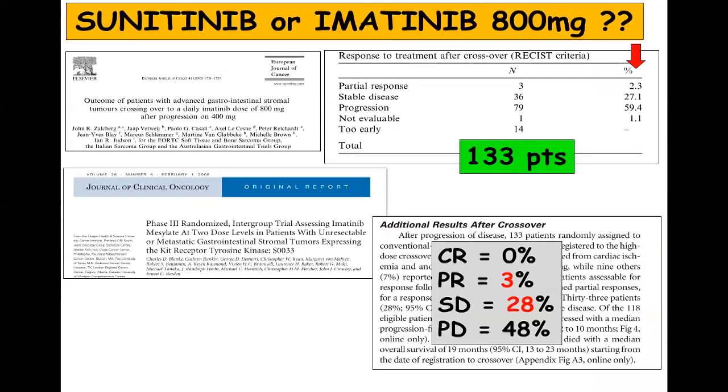What to do in case of progression of the disease on imatinib 400 milligrams: sunitinib, or imatinib dose escalation? This trial looked at the response to treatment after crossover from 400 milligrams to 800 milligrams: partial response 2.3%, stable disease 27%, in a trial based on 133 patients.